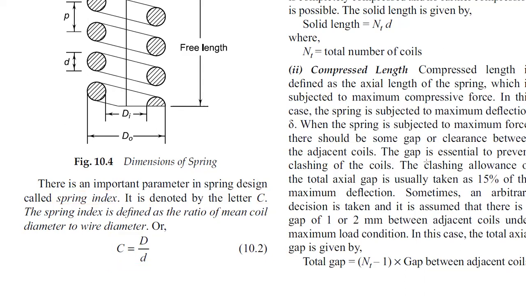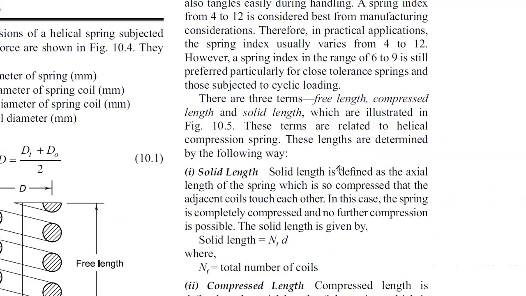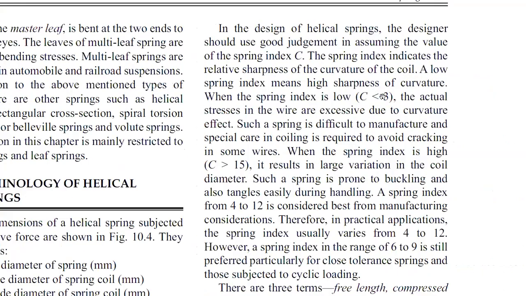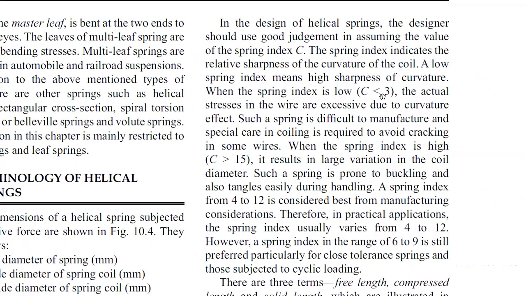So spring index, capital C, is very important in the design of spring, and we can consider this relation between the two diameters in the form of spring index. Now in the design of a helical spring, the designer should use good judgment in assuming the value of spring index C. For example, what will happen? The spring index indicates the relative sharpness of the curvature of coil.